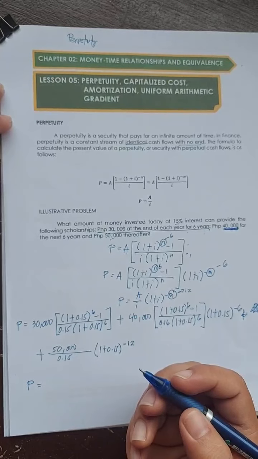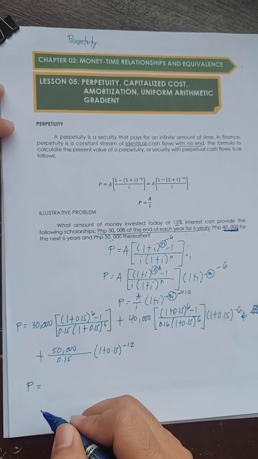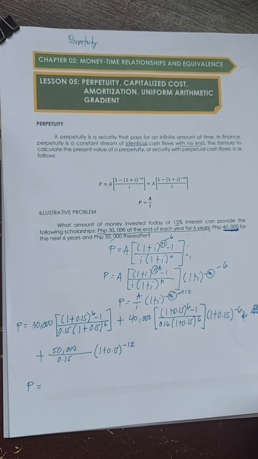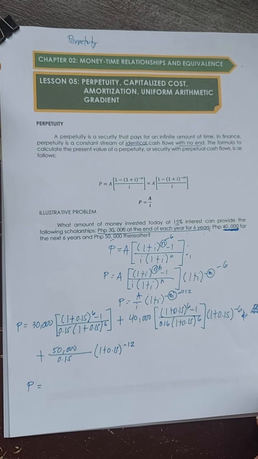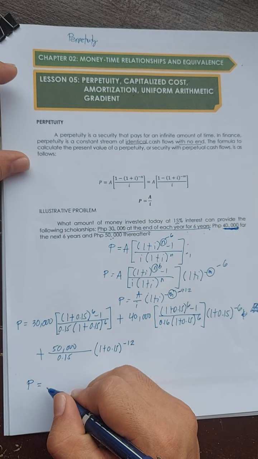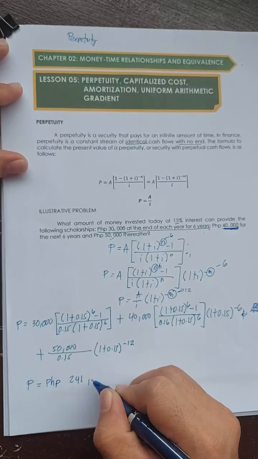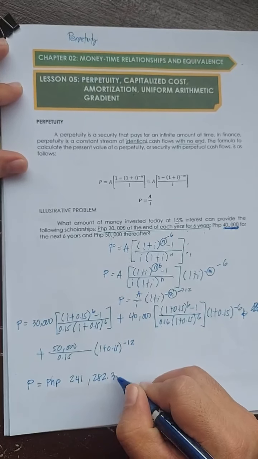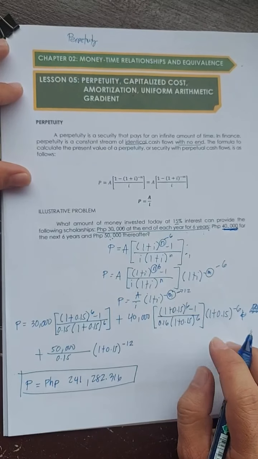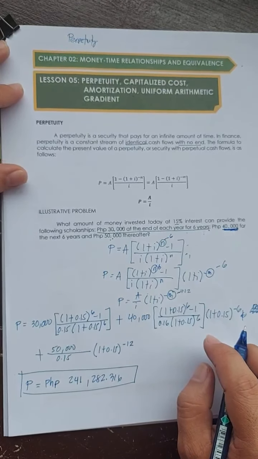I hope that is clear. So the present value or present worth of all of these, our initial investment to receive those amounts of money for the scholarship, is 241,282.316. So this would be our answer for this particular problem. Okay, I hope that is clear.